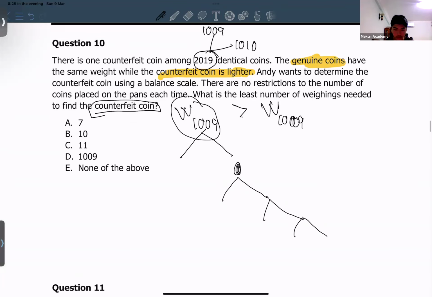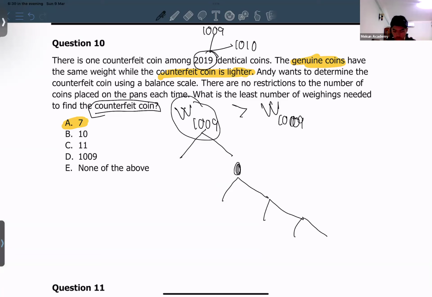When you do it until the end, you will find that you have to weigh it 7 times to find the counterfeit coin. So the answer is A. It's like a strategy. There's no exact solution to these types of questions. This is a strategy that you might need to know during the exam in case the same question shows up again. So this is like a new strategy tool for everyone.